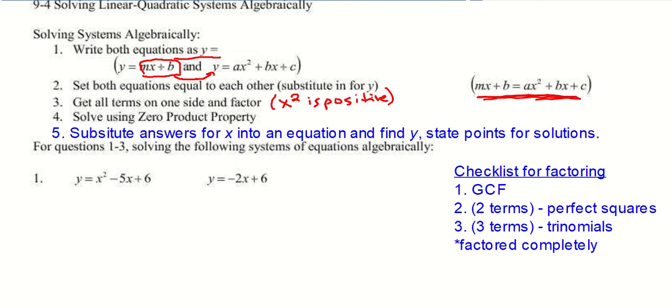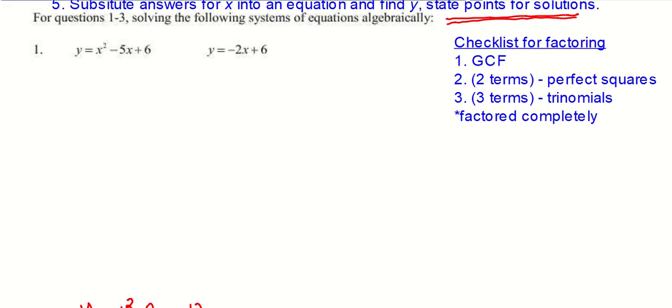For number 4, we're going to solve it. Remember, using the x after we factor, using the zero product property, so set every factor equal to 0. And the last step, we have to make sure we take our answers from step 4. We need to plug them back. We need to do some back substitution into one of the other 2 equations to find y. And then the important point is we have to state our points to actually find the solution. Okay, so here we go. Questions 1 to 3.